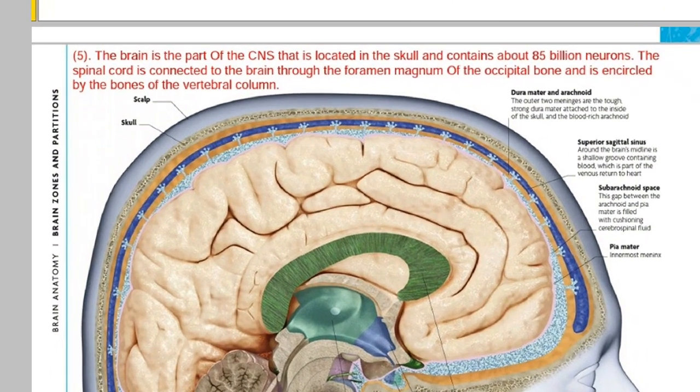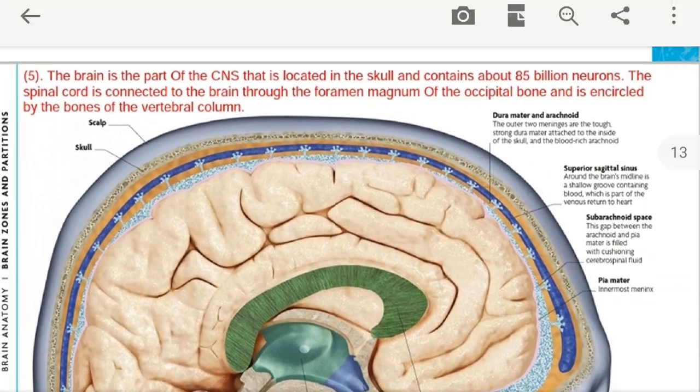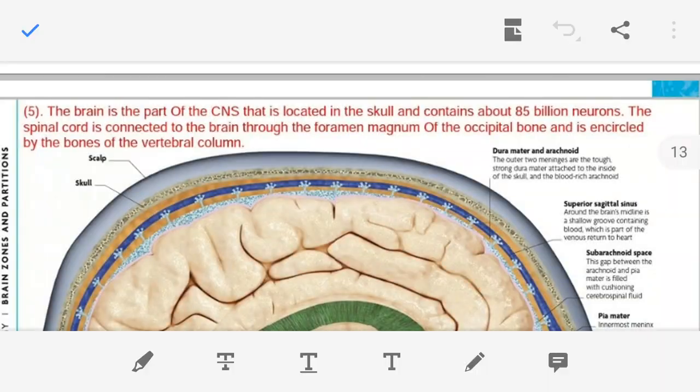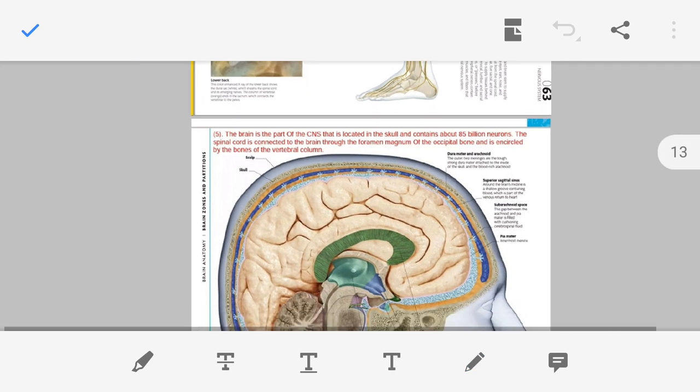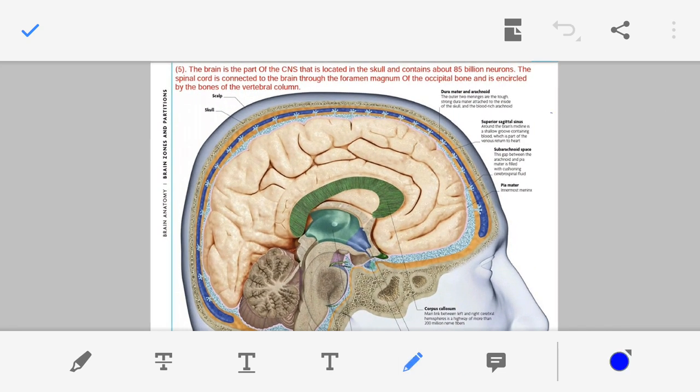Now the fifth point. The brain is the part of the CNS, and where is this brain located in our body? The brain is located in the skull. Here in the figure you can see this is the skull, and inside the skull the brain is present. So this is the brain.